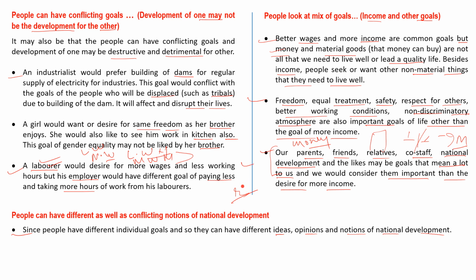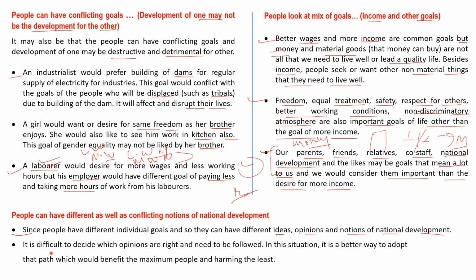But many people will say that different schemes are running for poverty alleviation and for the all-round development of the country. We have to look at these programs also. Now, different people can have different notions of development. So what can be the path that the government should adopt? That is difficult to decide, which opinions are right and need to be followed. In this situation, it is a better way to adopt the path which benefits the maximum people and harms the least.